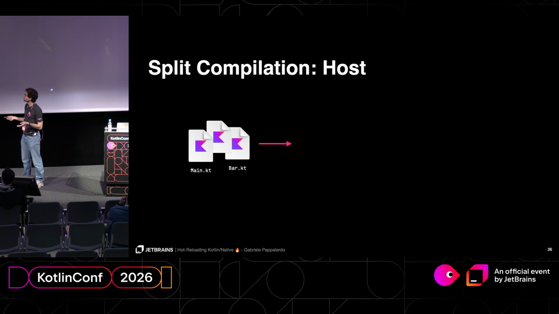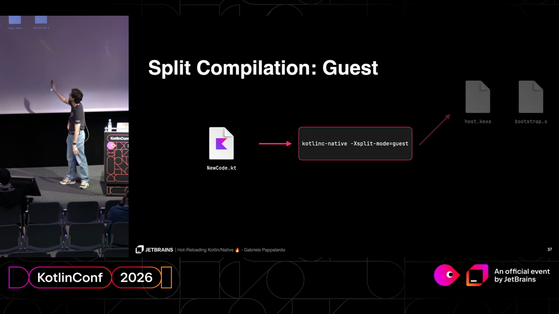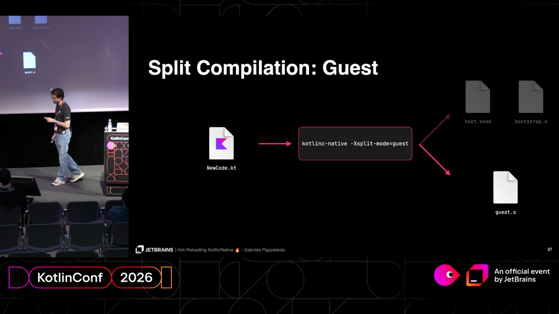So what we did was introduce something called split compilation in two modes. The first one is the host mode, which produces a host executable, which contains the Kotlin Native runtime and a bootstrap object, which contains the Kotlin user code. And the second option is the guest one, which produces just the Kotlin user code without any extra runtime support. Similar to the analogy we made with the game at the start of the presentation.